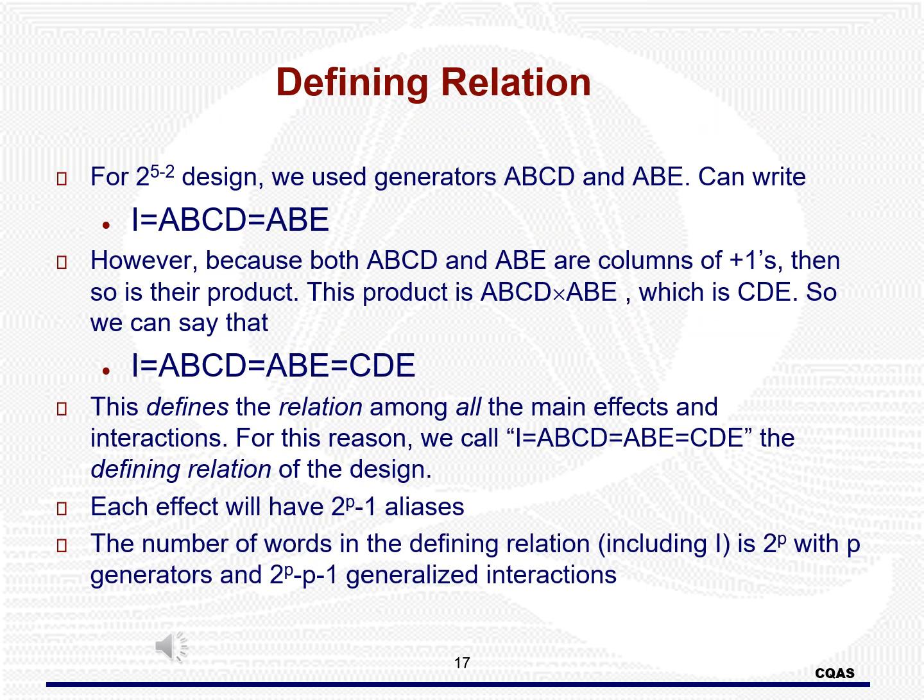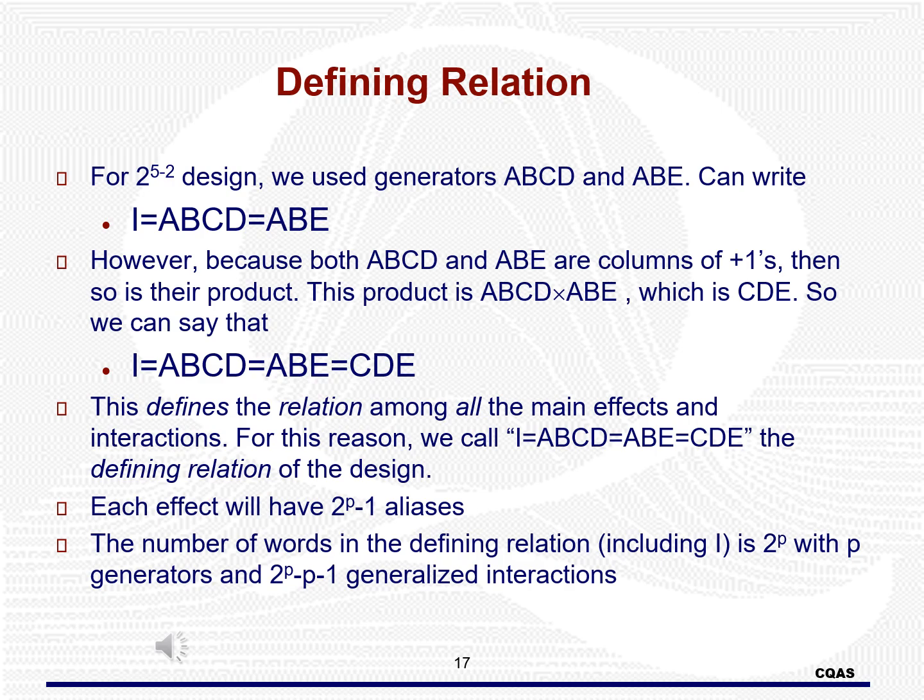The defining relation of a design is a set of words that will be used to define all of the confounding in the design. It is made up of I and the generators of the design. We also need to consider the fact that since the generators are just a set of columns of ones, then any product of the generators are also a set of columns of ones. We call these generalized interactions and will include them in the defining relation.